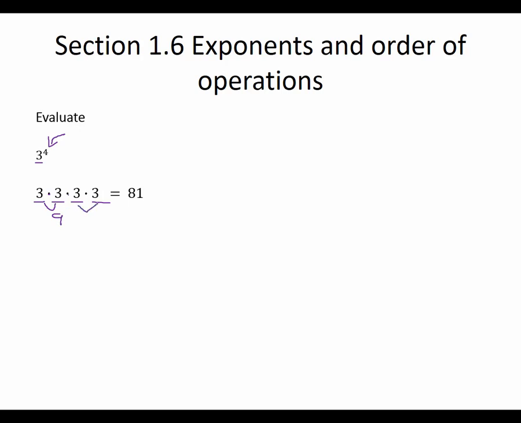This 3 times 3 is also 9, and 9 times 9 gives me 81. So it's not too difficult to multiply out for fairly small numbers, but as you'll see, exponents get really big really fast. So it's nice to be able to do them in the calculator as well.